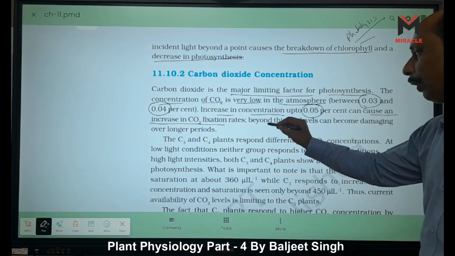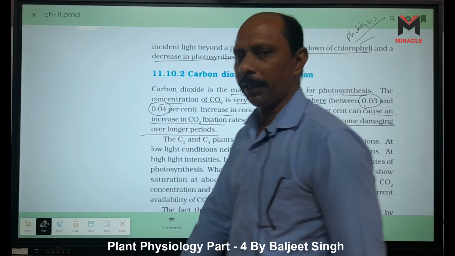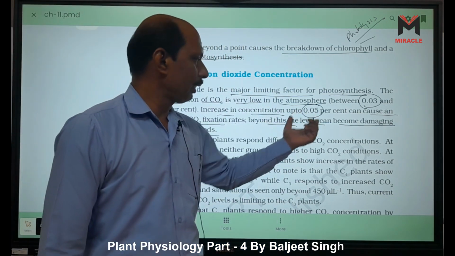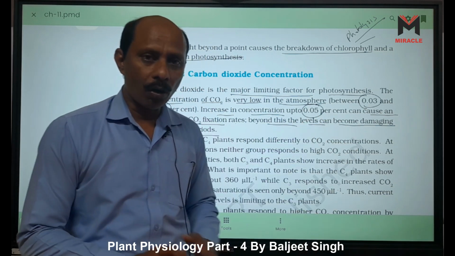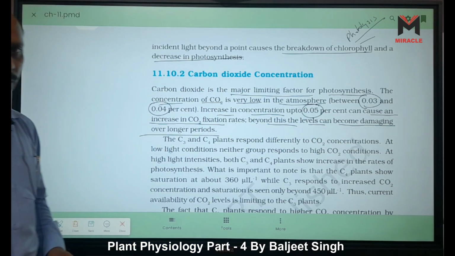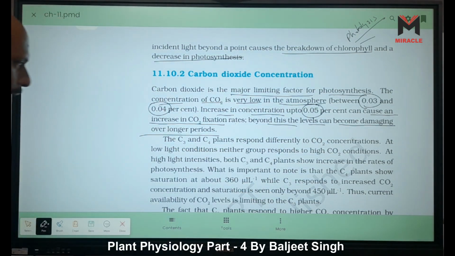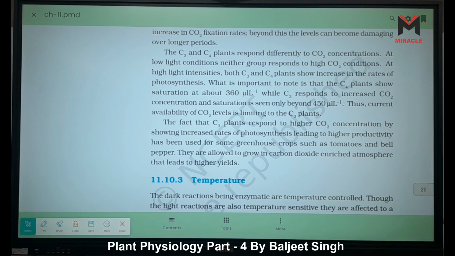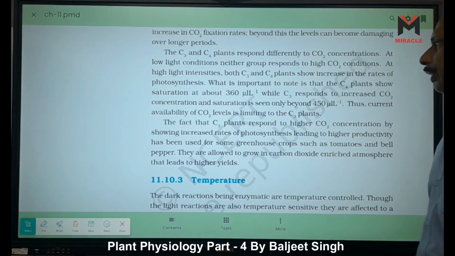But beyond this, the level can become damaging over a long period. When we increase the concentration beyond 0.05 for a long time, what happens? It damages the plant, right? The C3 and C4 plants respond differently to CO2 concentration, right? At low light condition, neither group responds to high CO2 conditions.